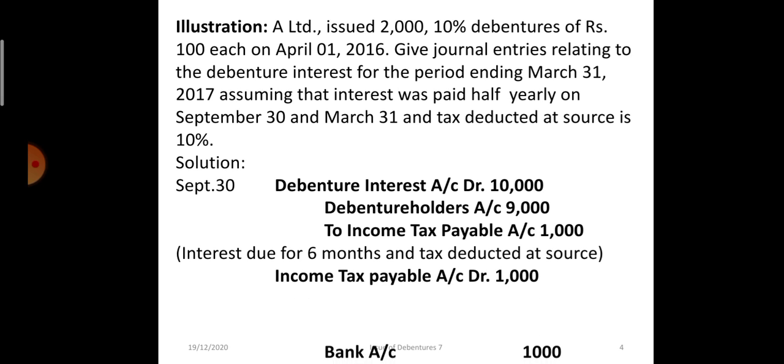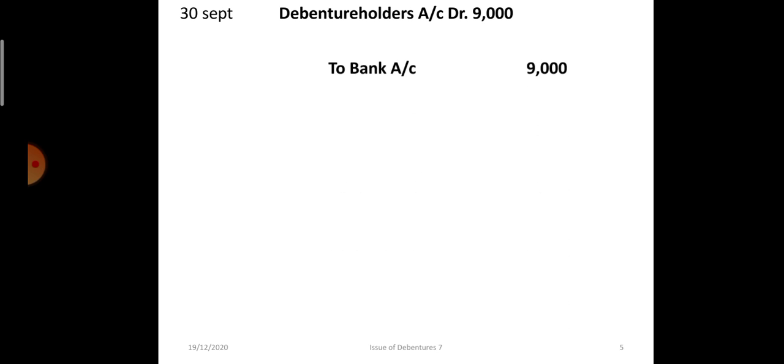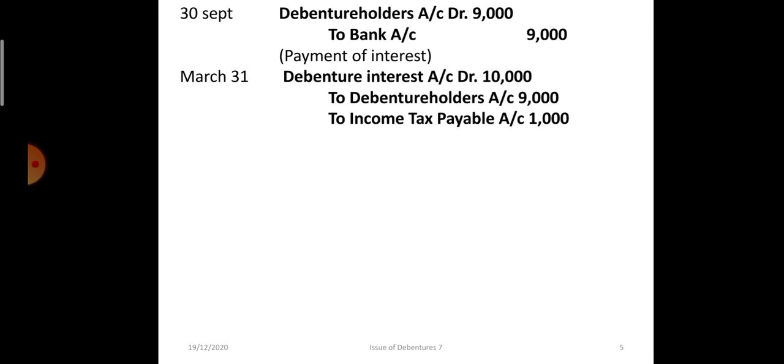Income tax payable to bank when the tax deducted at source is paid to the government. Then debenture holder is paid the balance amount 9,000 after deduction of tax. Debenture holder to bank 9,000 rupees. Then again after 6 months interest becomes due. So debenture interest account debit 10,000, to debenture holder 9,000 rupees, to income tax payable 1,000 rupees.